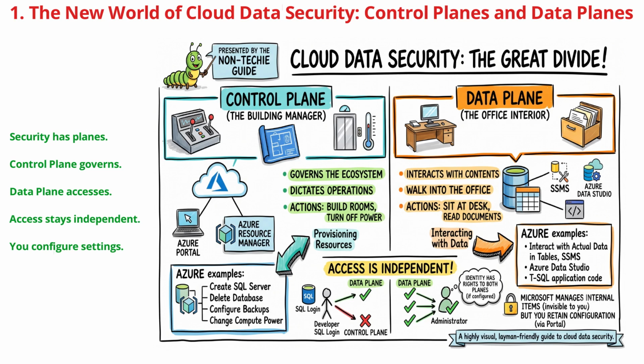The most important lesson? Access is independent. A developer SQL login might get them into the office to read the documents, the data plane, but it won't let them change the building's architecture, the control plane. A separate identity with specific permissions is required to manage both.